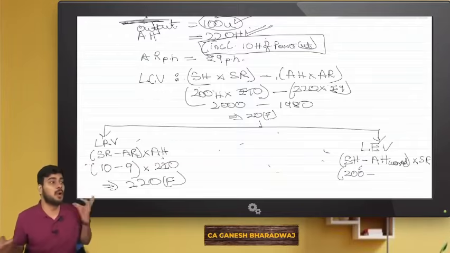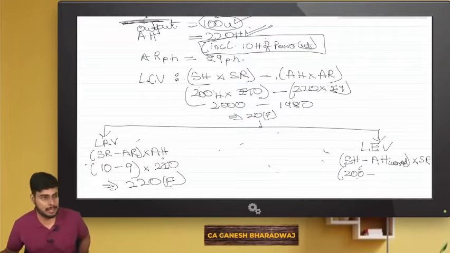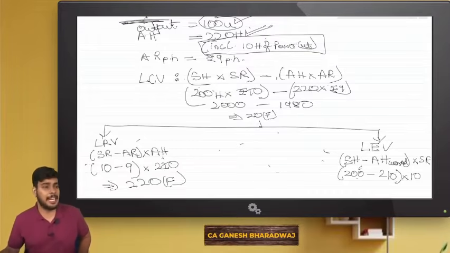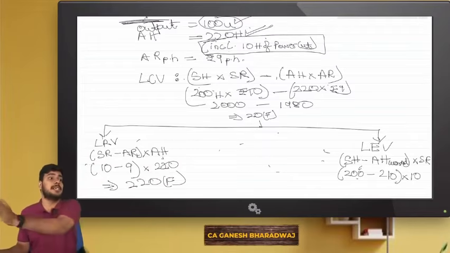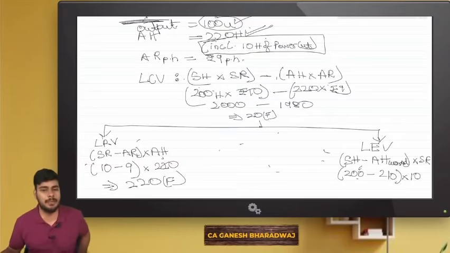Actual hours worked. How much is actual hours worked? 210, no? 210 into standard rate is how much? Standard rate is 10, correct? If I put 9 here, I am transferring the HR's efficiency to him. I can't do that. Correct? So how much is this, guys? 100. Adverse or favorable? Adverse.